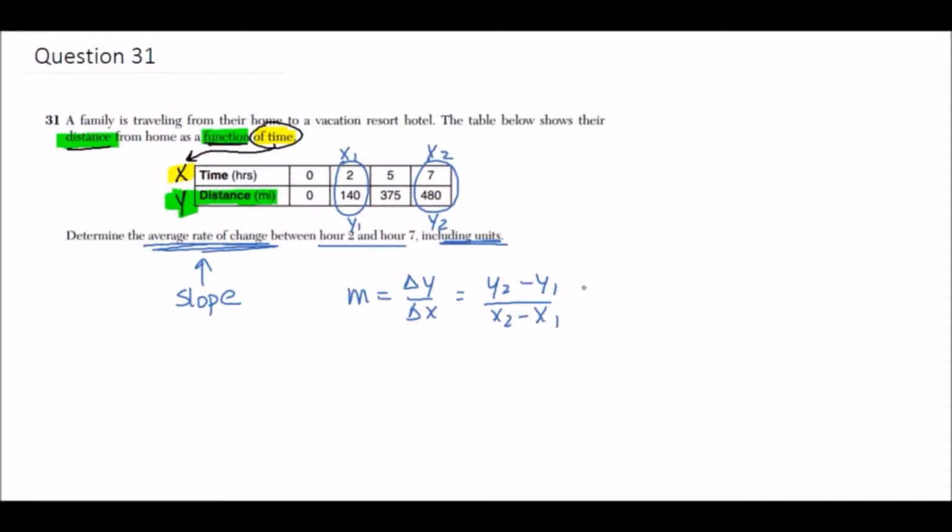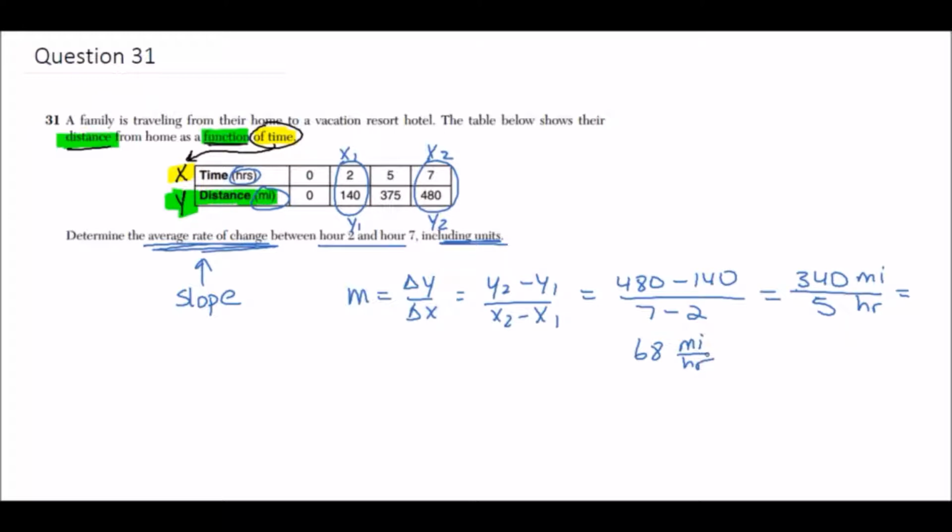All we have to do is fill this in. We get 480 minus 140 over 7 minus 2. 480 minus 140 is 340. Now, it does say including units, so let's establish that this must be in miles because there's a difference in the distance. And this is 5, and this must be hours because that's given to us in hours. So we have 340 divided by 5, and that is 68 miles per hour.